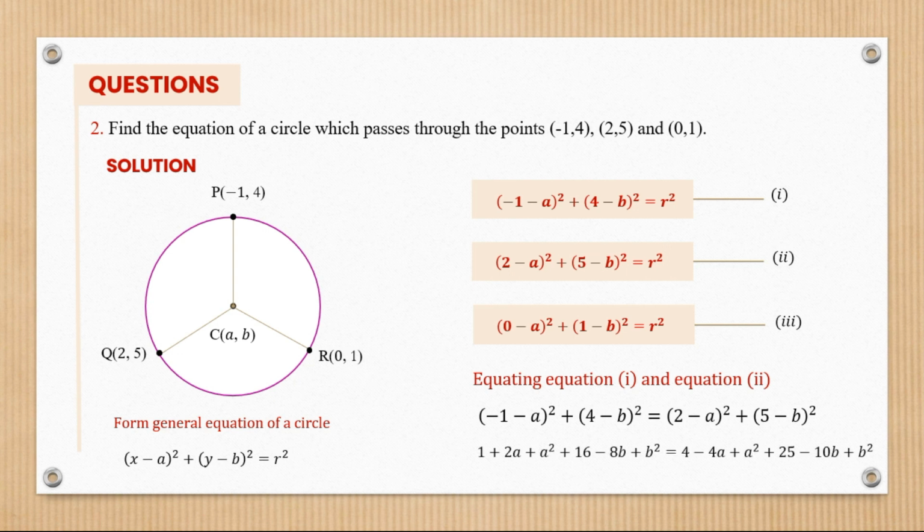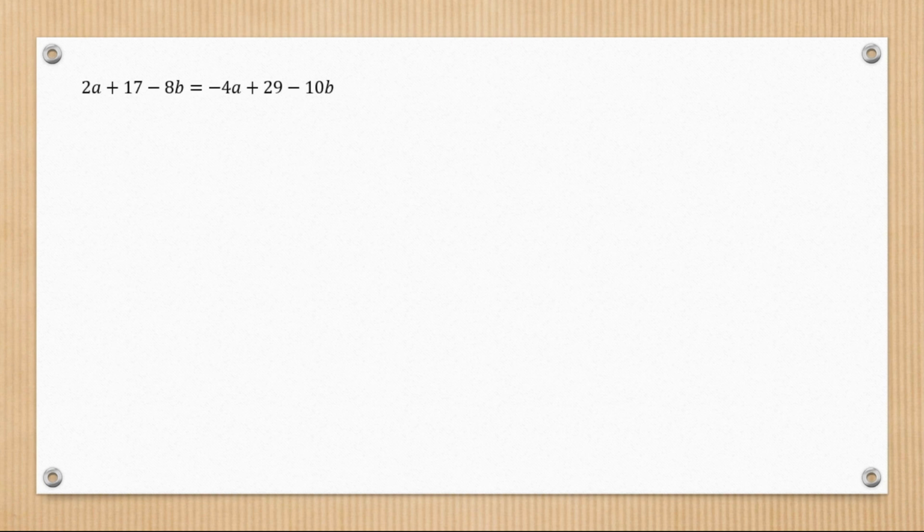So when I open and square both sides, this is what I'll have. So next, simplify further, and I'll be left with 2m + 17 - 8b being equal to -4a + 29 - 10b. So when I collect like terms, I have 0 being equal to -6a + 12 - 2b, of which the equation shall now be equal to 3a + b being equal to 6.